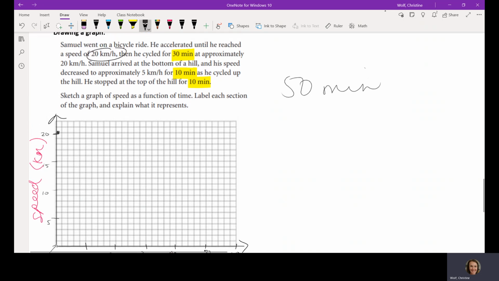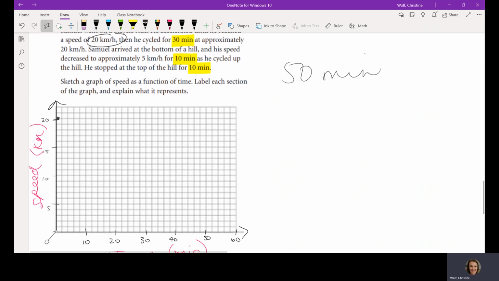Then it says that he was there for 30 minutes. So there's the 30-minute mark. So he stayed at this speed for 30 minutes, okay? But remember, if he's there for 30 minutes and it took him a few seconds to get there, we're just right after the 30-minute mark. So there, he's been there for 30 minutes.